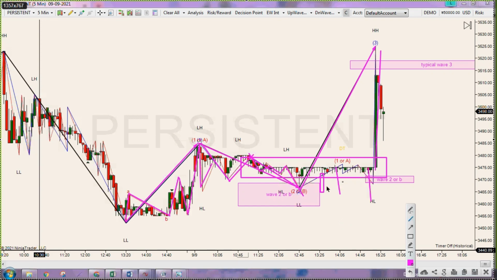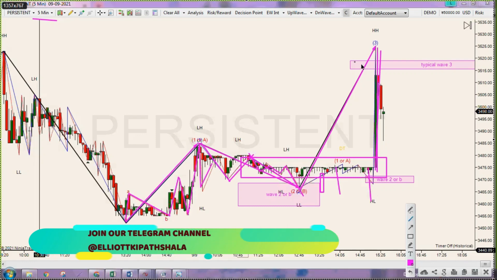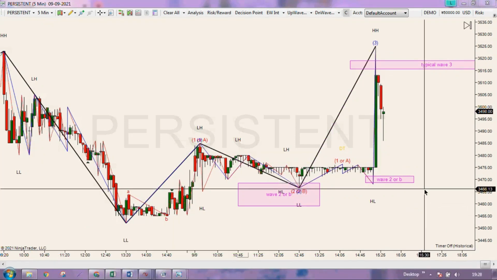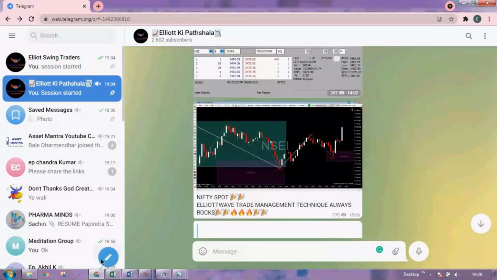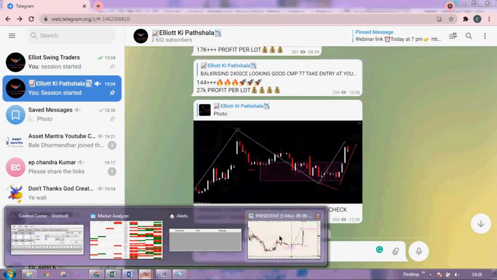So once I use this tool, I come to know in which time frame this Persistent came into wave 2 and how much it ran from there. I know this is my entry, this is my target. You can see this box. This is a wave 2 box and a wave 3 box. My entry is this, my stop loss is this, and this is my target. Booked, enjoy. Okay, I showed one normally. I can show many examples which have been mentioned in my NSCI.